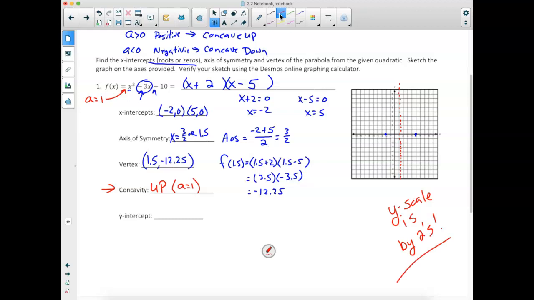Make sure you dictate that if it's there. So I can plot my vertex, and that's negative 5. I'm going to say 2, 4, 6, 8, 10, 12.25. I'm going to guesstimate it to be right about there.